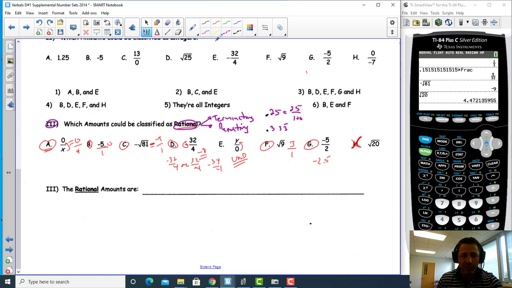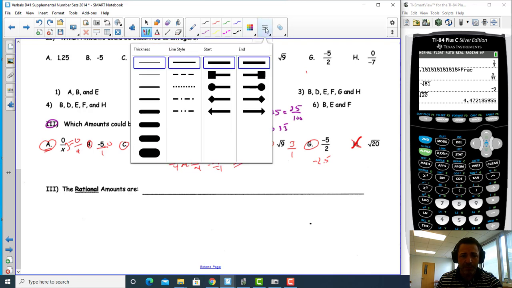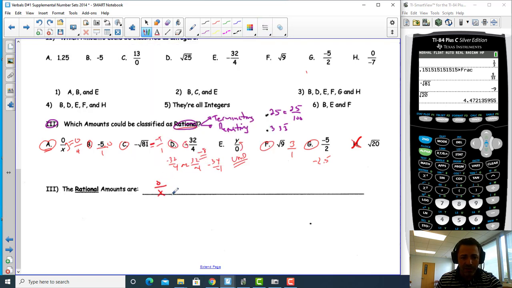So our rational values, if we were to list them, are going to be 0 divided by any quantity x. They're going to be -5.